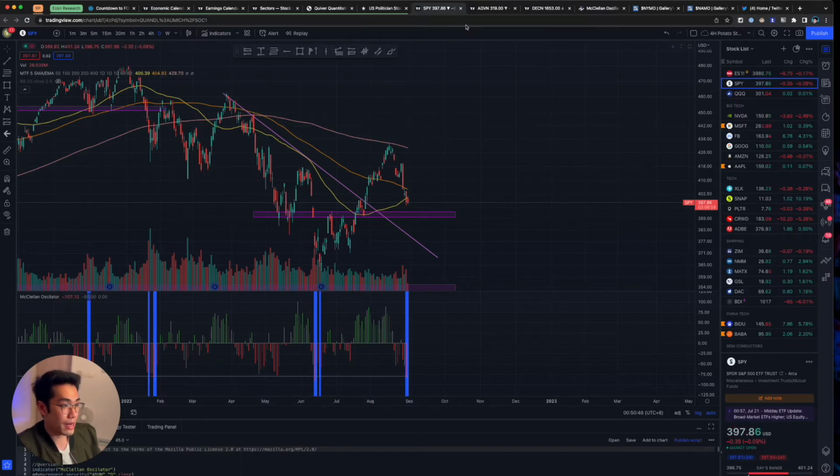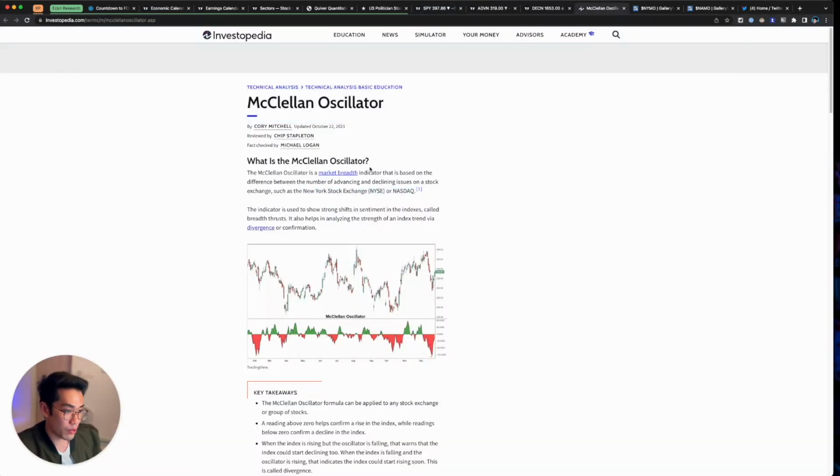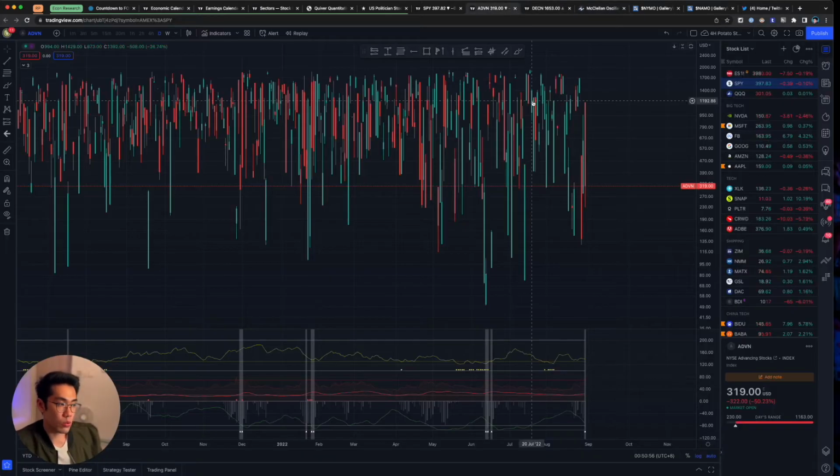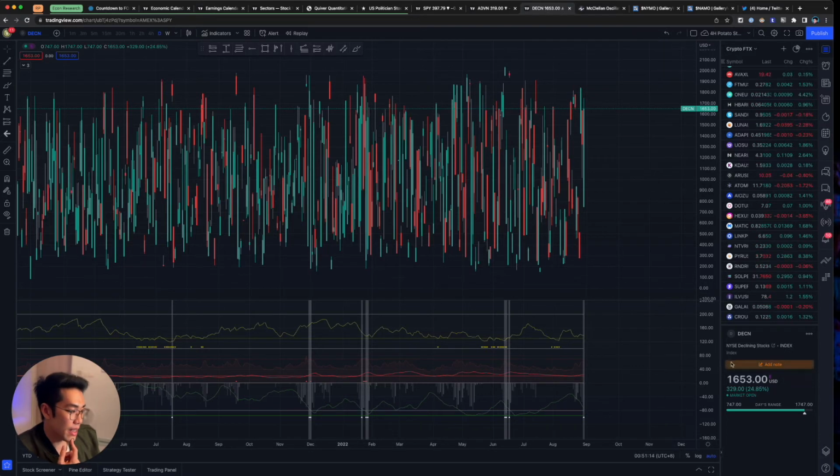So how do I get it, right? Well, let's look at what it says, right? We need to see the difference between the number of advancing and declining issue stock. So we have the number of advancing stock right here, the ADVN for the New York Stock Exchange, and we have the DECN, which is the New York Stock Exchange declining stocks.